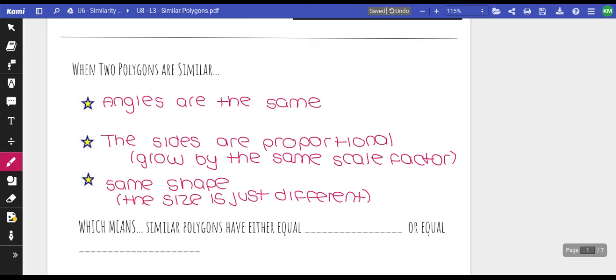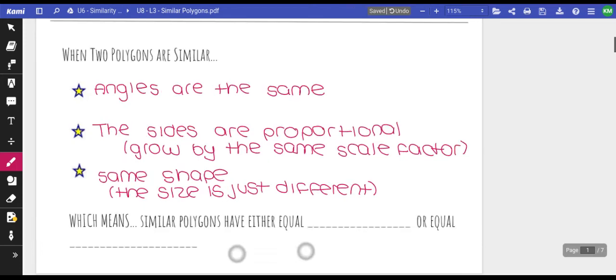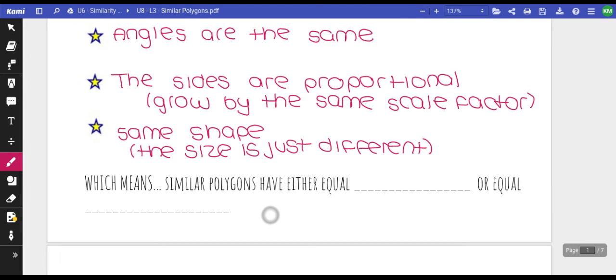All right, which means similar polygons have either equal angles. That is one way we can prove it. If all of the angles are the same, we don't even have to worry about the side length. It's going to be similar. Or equal scale factor, or proportions.